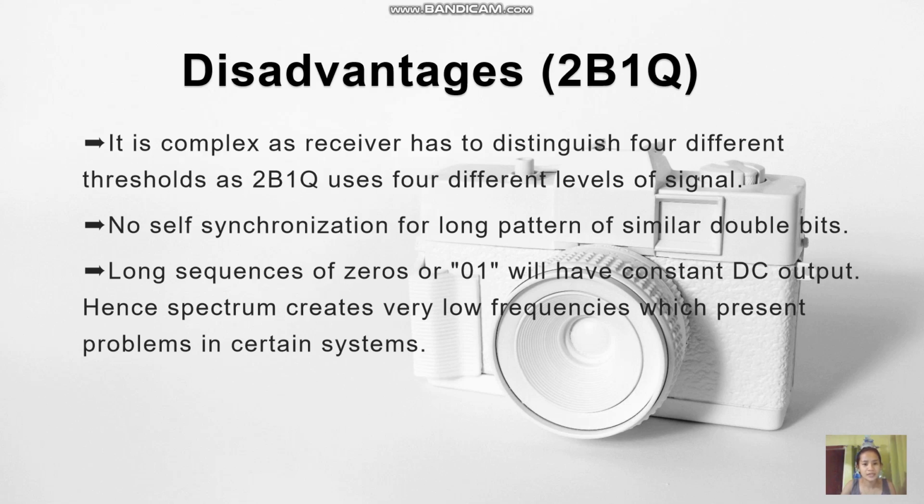It needs a complex receiver, which has to distinguish between different thresholds, as 2B1Q uses four different levels of signals. There is no self-synchronization for long patterns of similar double bits. Long sequences of 0 0 or 1 1 will have a constant DC output. Hence, the spectrum has very low frequencies, which present a problem in certain systems.